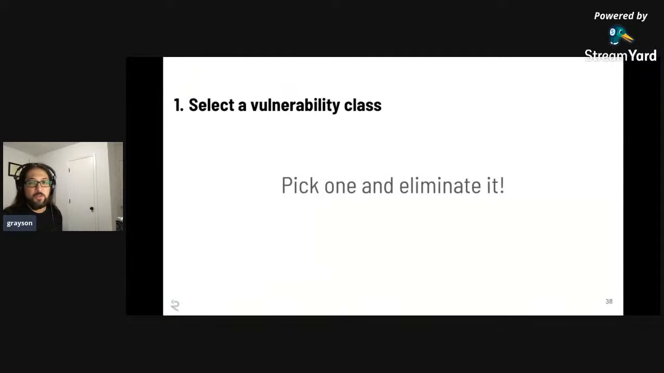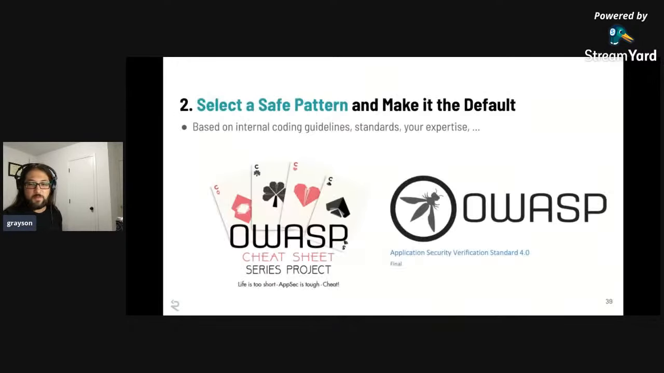But we don't live in an ideal world, and so if there's anything that you take away from all of this, it's just pick one. Just pick a vulnerability class and run with it. Try to eliminate it. So SQL injection, cross-site scripting, command injection, code injection, JWT usage, authorization, authentication, whatever it is, like secure logging, whatever. Pick something and run with it.